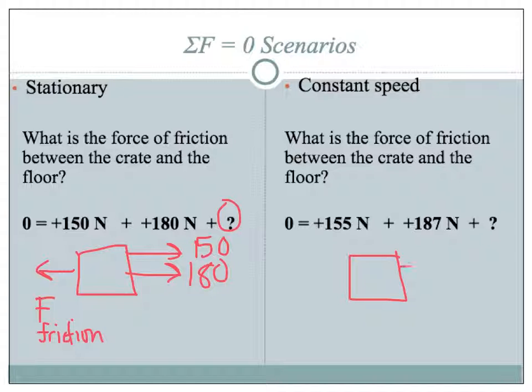Here's our crate. We have 2 children pushing on it, one with 155 newtons of force and one with 187 newtons of force. And we need to solve for the force acting in the opposite direction.